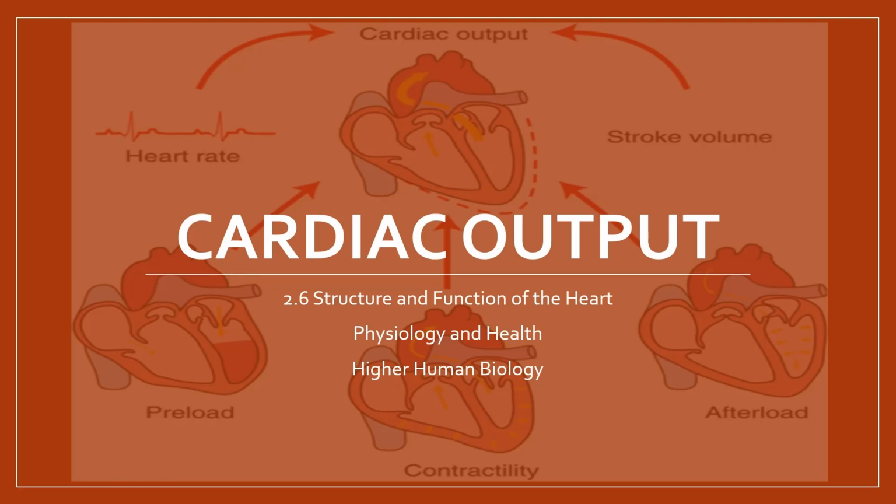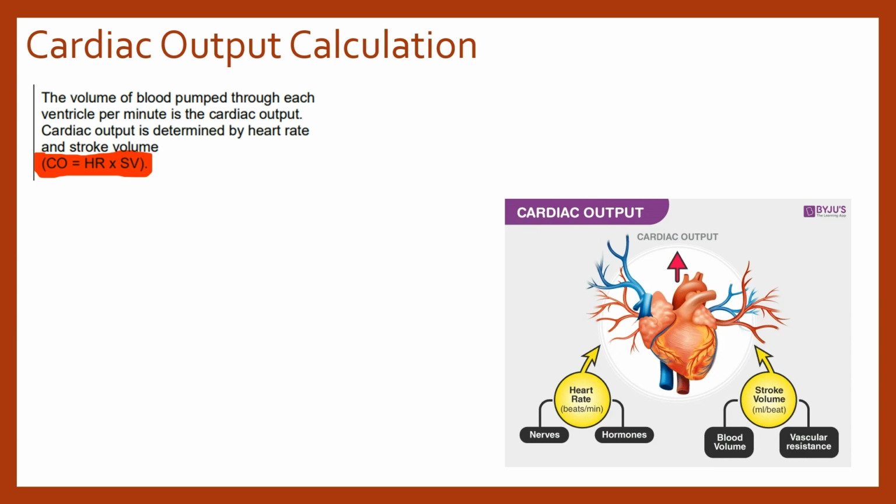Hi everyone, in this one we're continuing with key area 2.6, the structure and function of the heart, by looking at the cardiac output calculations. So the cardiac output calculation formula is the heart rate multiplied by the stroke volume. So the heart rate, how often the heart contracts, times the stroke volume, the volume of blood in each ventricle, and that will give you the total volume of blood pumped through each ventricle per minute.